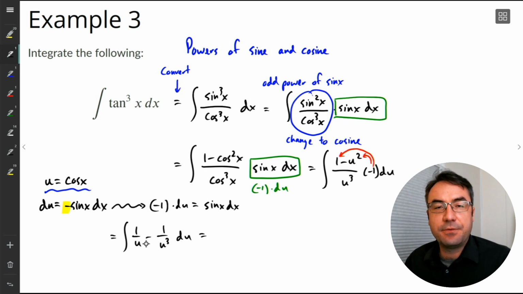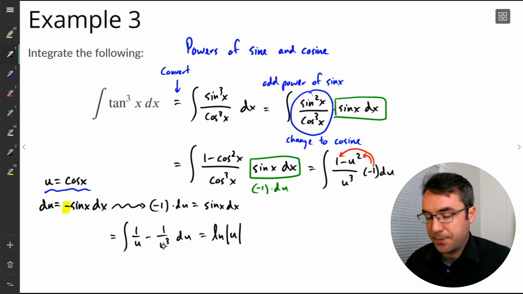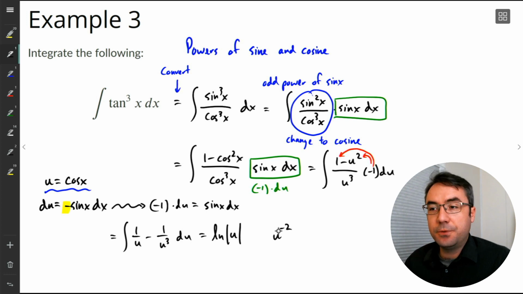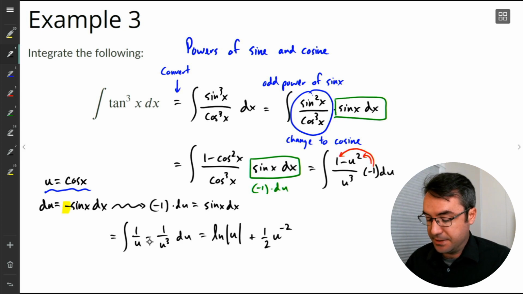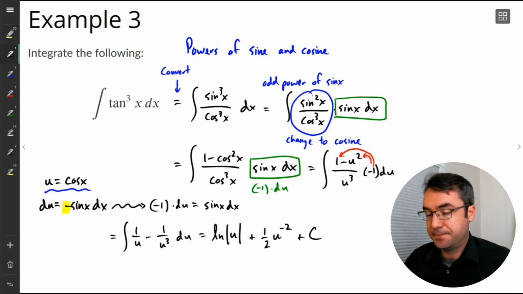So what's the antiderivative of 1 over u? It's just natural log absolute value u. What's the antiderivative of 1 over u cubed? Well, that's power rule. So it ends up being u to the -2. Take that new exponent, flip it, put it in front. So we end up with plus 1/2. Ends up being a double negative, so it becomes positive 1/2. And then we add c at the very end.